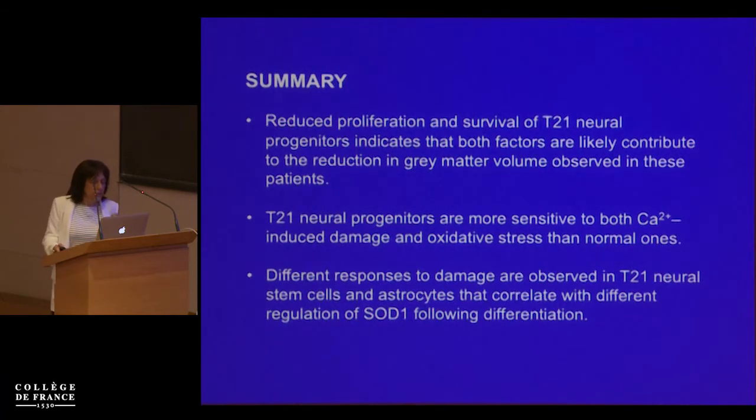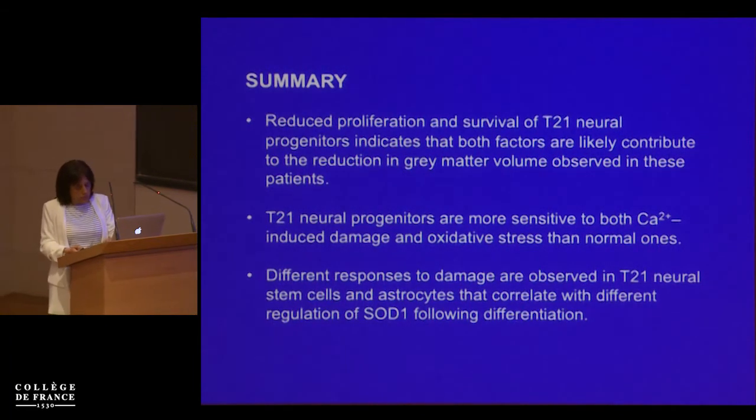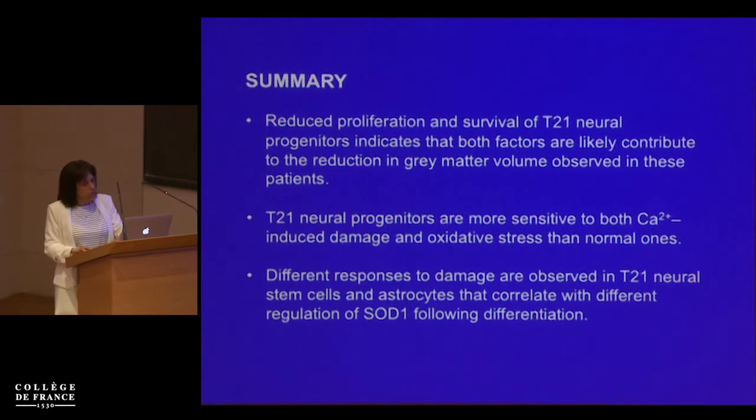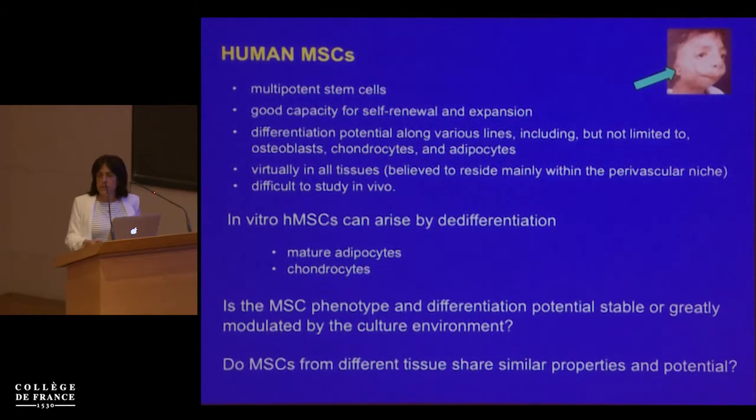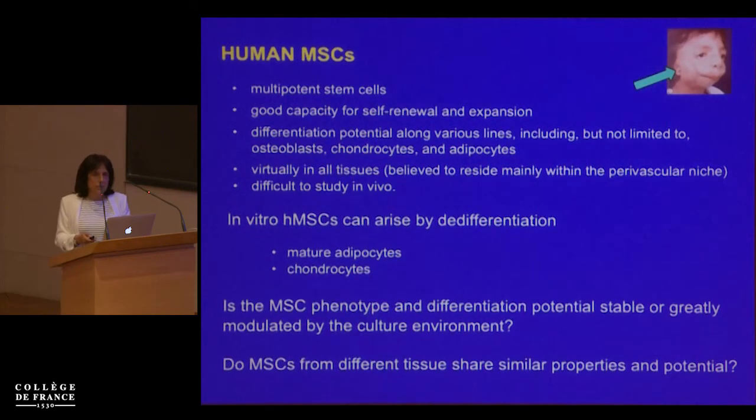And to summarize what I've just said about that, the data we have so far suggests that both changing in metabolism, increased cell death, and decreased proliferation are playing key roles in the phenotype of these patients. And now I'll move for the last few minutes to the other side, our other identity, that are the mesenchymal stem cells for repair. And this is all very much human-focused.